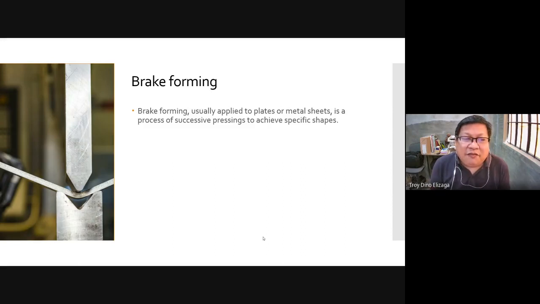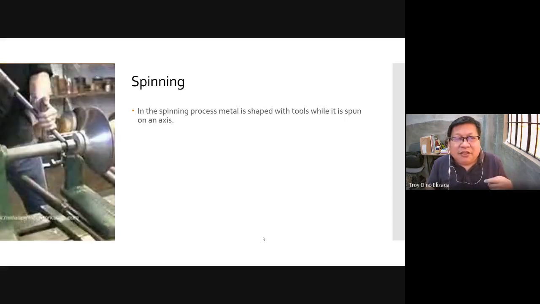Brake forming is one of the complicated or confusing terms. It's usually applied to plates or metal sheets. It's a process of successive pressing to achieve specific shapes. So it's like you're also bending, but we're bending sheets of metal, and this is applied more to mass production, unlike the bending earlier, which is not in mass production.